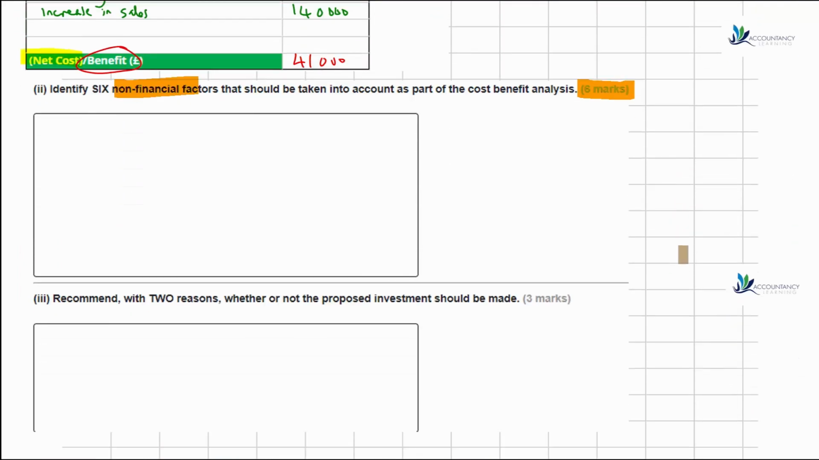And then part 3, recommend with 2 reasons whether or not the proposed investment should be made. Now in the AAT suggested solution, the recommendations could go either way. So you could either say that yes, go ahead, or no, don't go ahead. So in your assessment, you need to have some sort of clear guidance. What are we going to decide? So our recommendation would be that given that we've got a positive number in our cost benefit analysis, then we would suggest that you recommend that yes, we should go ahead with this.